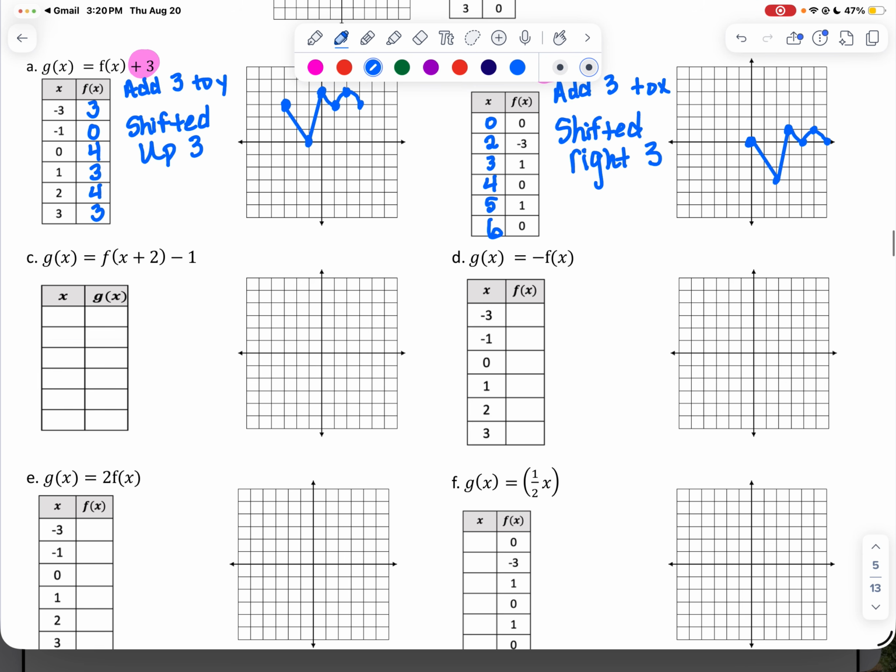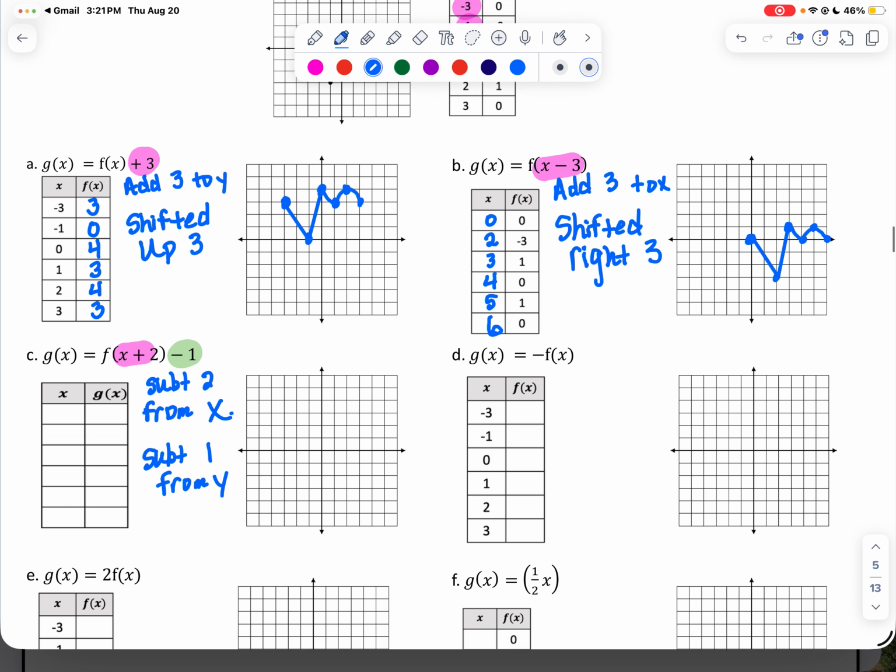Now, next function, we have 2 different operations going on. We have something with the x, so whatever's in here is going to affect your x values, and because it's grouped up with the x, we're going to do the opposite. So I'm going to say subtract 2 from x. Then we have a number on the outside. The numbers on the outside of the function affect y, so I will subtract 1 from each y.